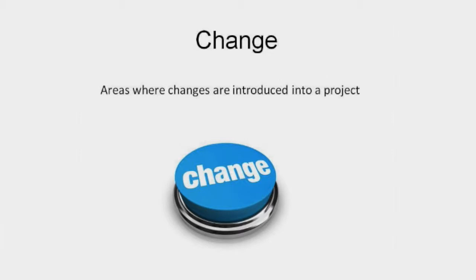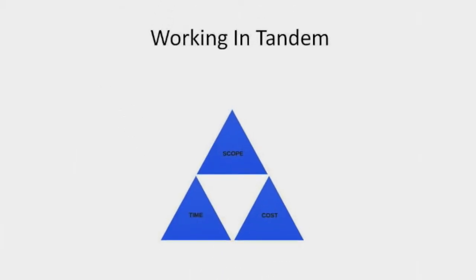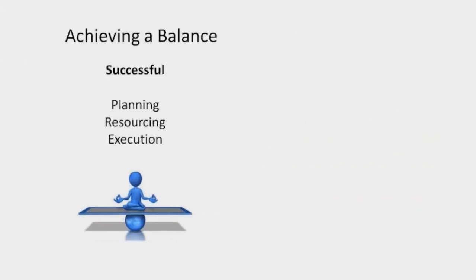These constraints are areas where changes are introduced into a project, and the challenge of every project manager is to balance these constraints throughout the project. These three elements of a project are known to work in tandem with one another, where one of these elements is restricted or extended. The other two elements will then also need to be either extended and increased in some way, or restricted and reduced in some way.